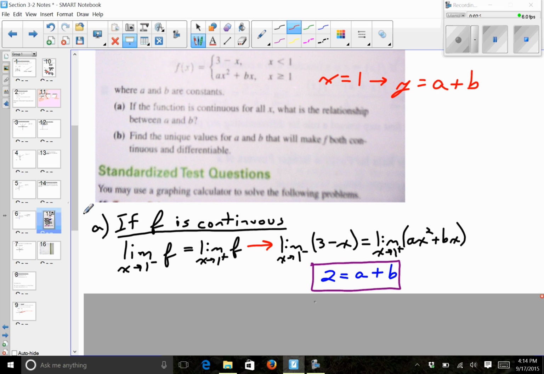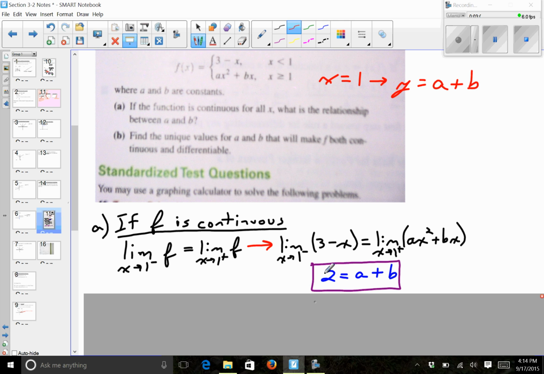Hopefully that made sense, but we just took advantage of the function must exist, but that didn't help us. Well, the two-sided limit must exist. And so we found our two-sided limit, that meant the left and right-hand limits had to be equal. And that actually ended up showing us that our function value is going to have to equal this as well. So for the function to be continuous, a plus b must be 2. Then we want to figure out what are a and b so that the function is continuous and differentiable.